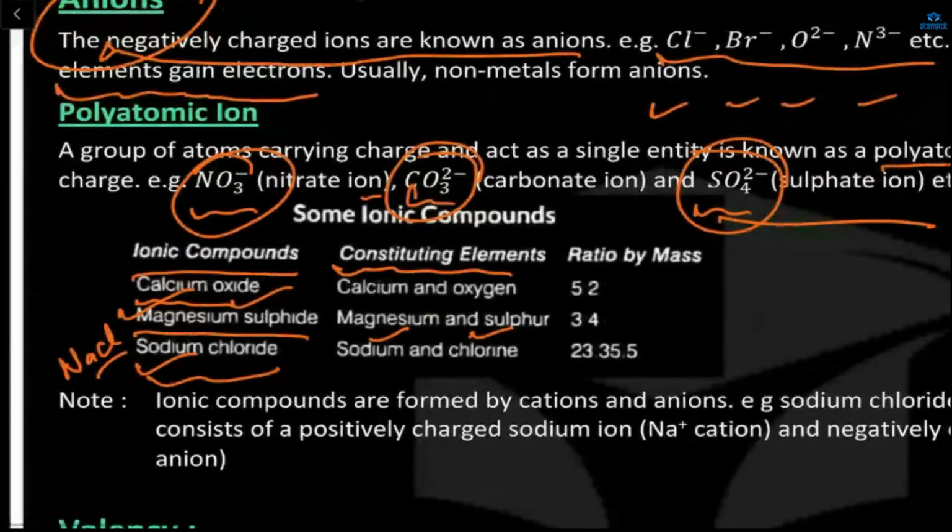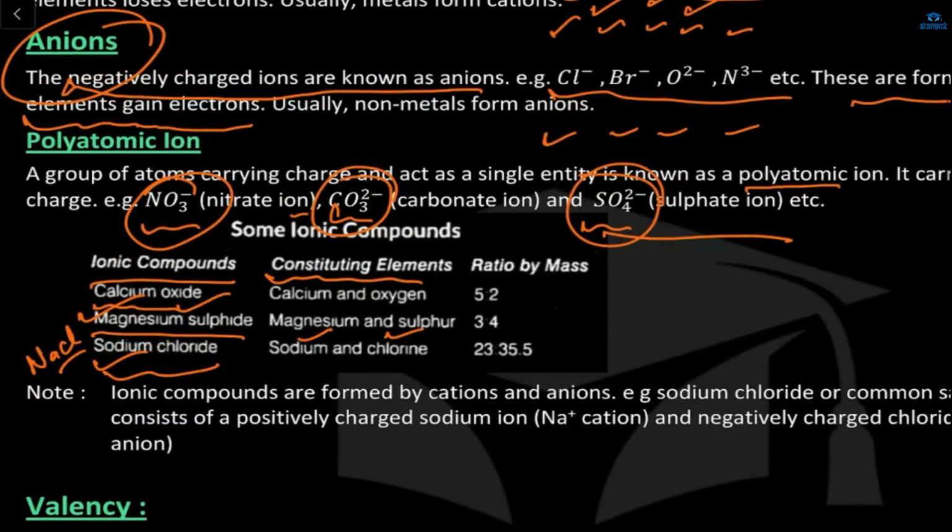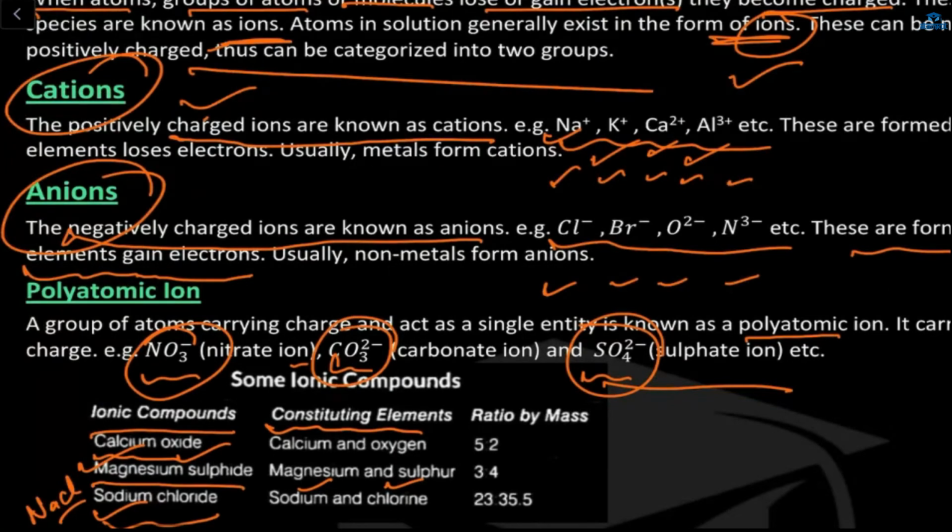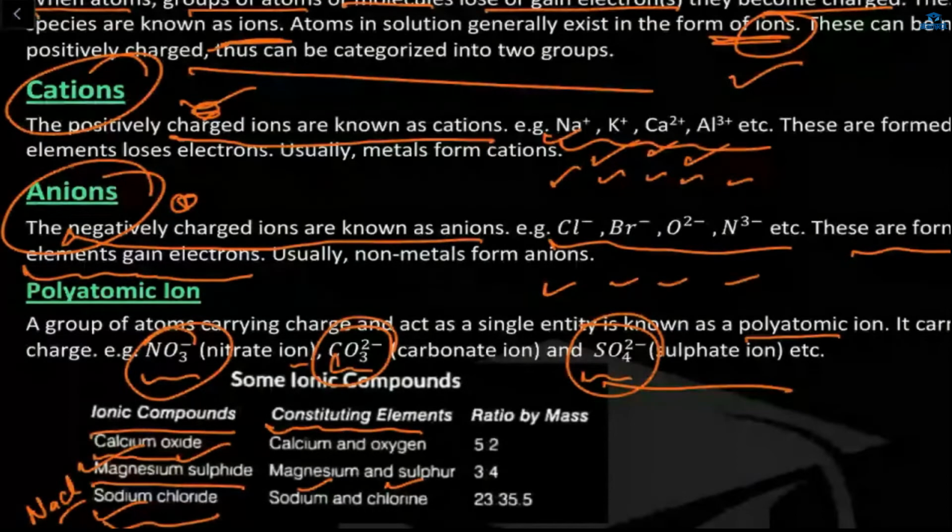So, what are polyatomic ions? Polyatomic ions are a group of atoms. It means your nitrogen is also present, your oxygen, here your carbon and oxygen, here your sulfur and oxygen. It is a group, right? But here in the cation and in the anion, we are not writing a group of atoms.